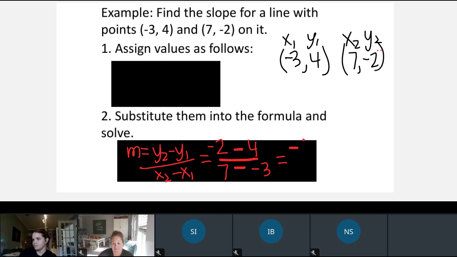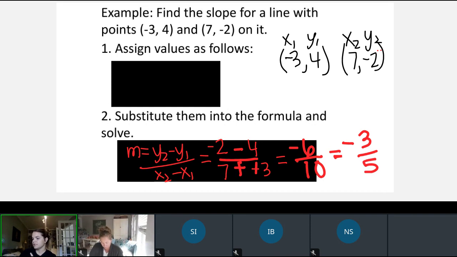Good. Thank you, Micah. -6. 7 minus -3. The double negative becomes plus. So it's like 7 plus 3. Remember, you can also type in 7, use the minus sign, then the negative sign, and 3. You can type it in your calculator. Good. 10. Okay. So I get -6 tenths. And I can go ahead and simplify that by dividing the top and bottom by 2. So my slope would be negative 3/5.